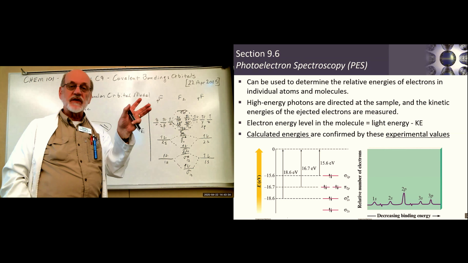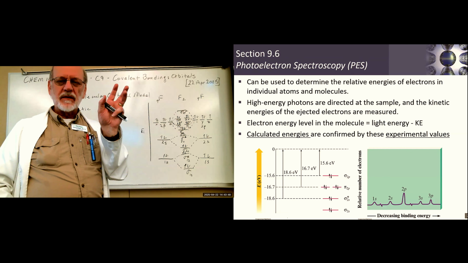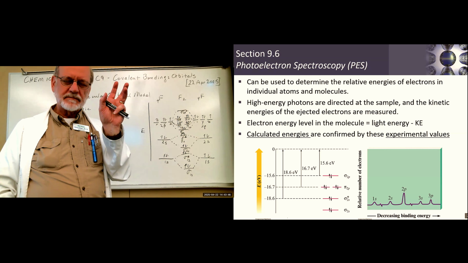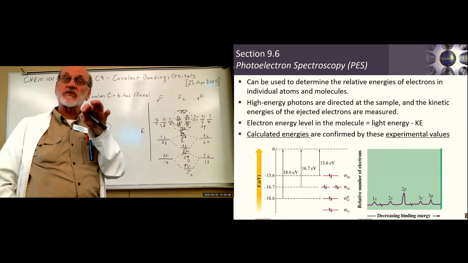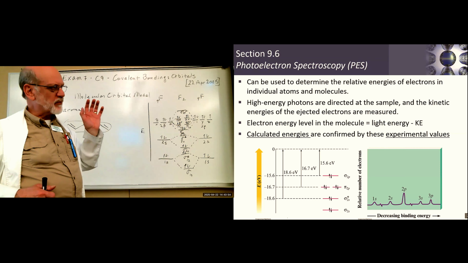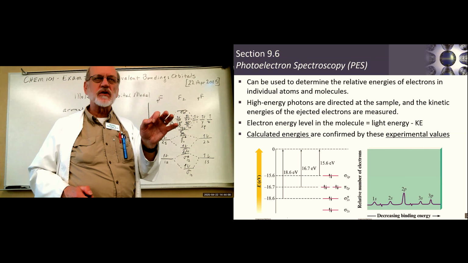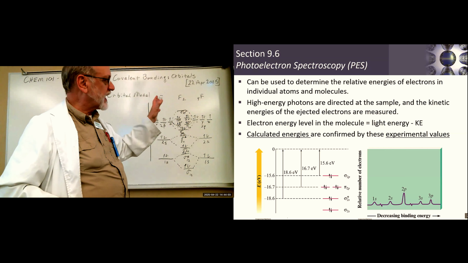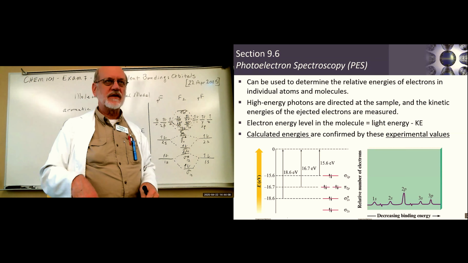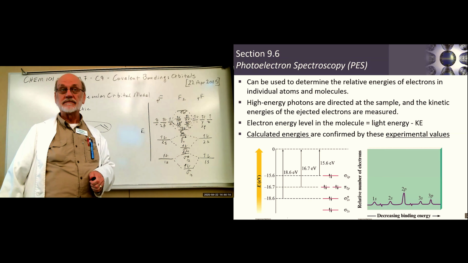But then we measure the kinetic energy that's left over. And that kinetic energy tells us the stabilization factor, I should call it, for the system. And then when we plot that out in that graph on the right, we find that these measured amounts of energy coincide with the calculated values for the molecular orbitals. So that's just confirmation that the theory is valid, at least as far as we can tell.